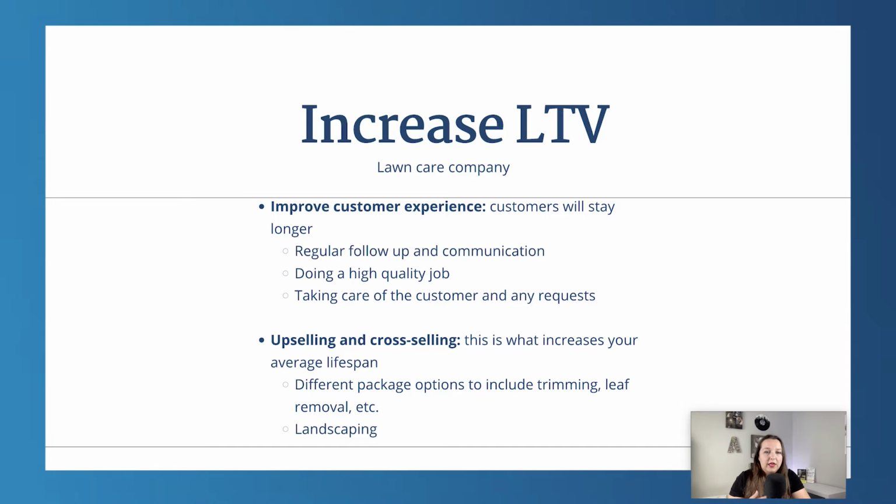So in our lawn care example, this means maybe you have different lawn options of including trimming or not, or hedging or not, or leaf removal, or whatever it may be. You can add these upsells to your recurring subscription. Of course, in lawn care, there's also landscaping, actually planting things. That's usually where the money is in that business. But you get the idea.